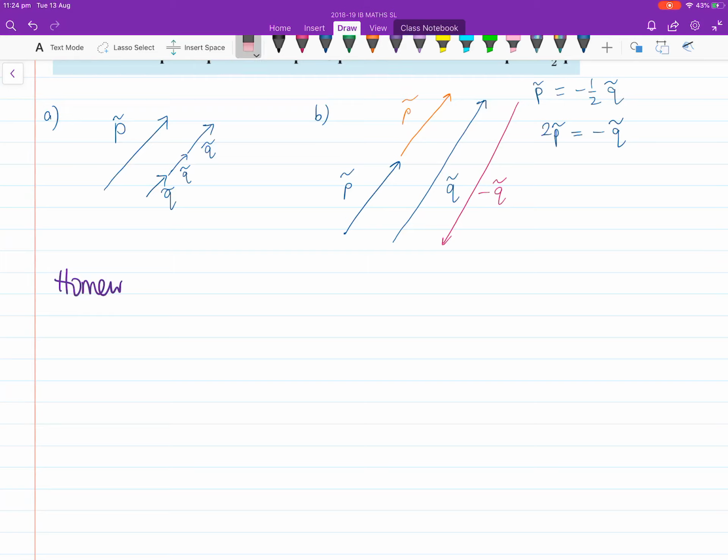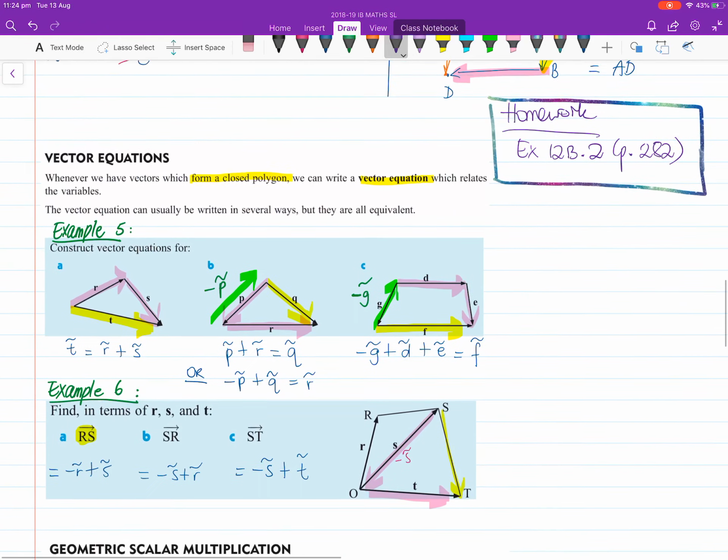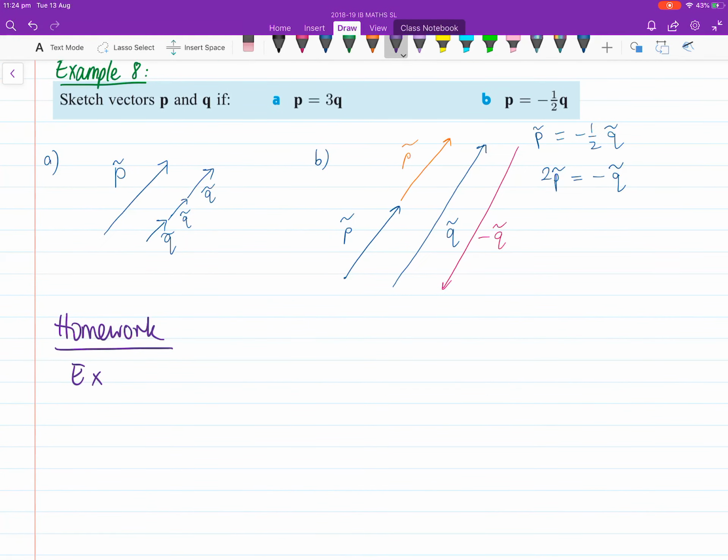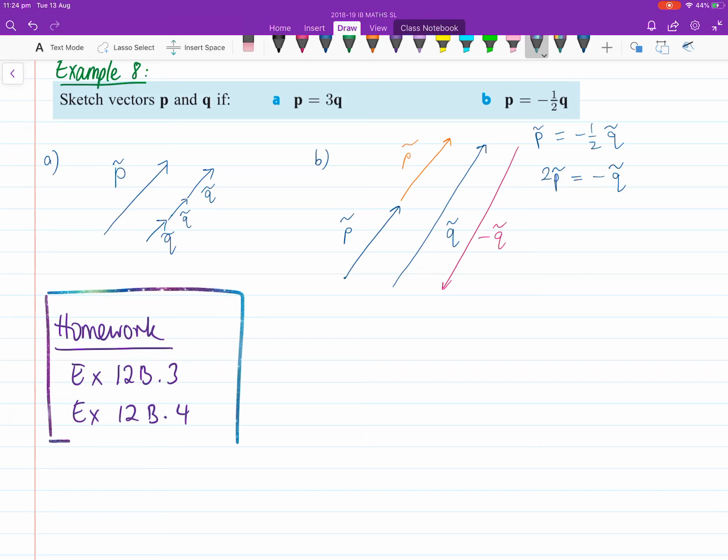So have a go at exercise, we're up to 12B.3 and exercise 12B.4. I'm sorry, I haven't got the page numbers on me right now. You're just going to have to look them up, but please have a go at the questions.